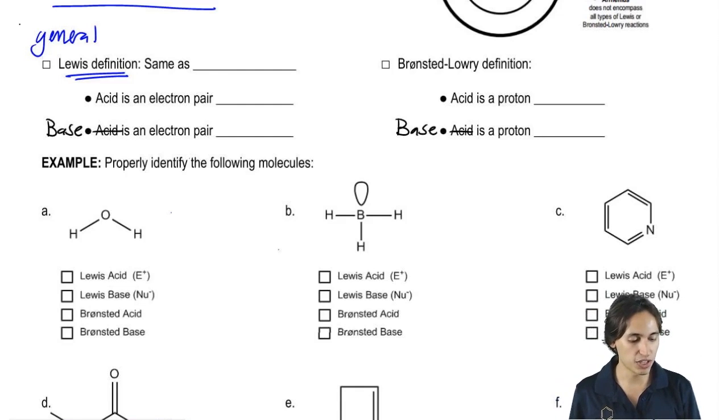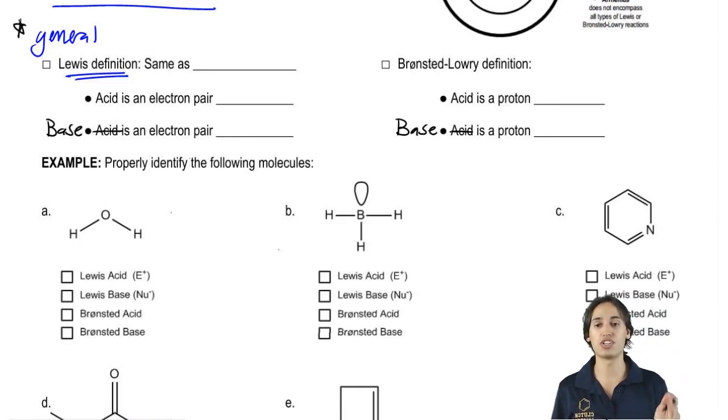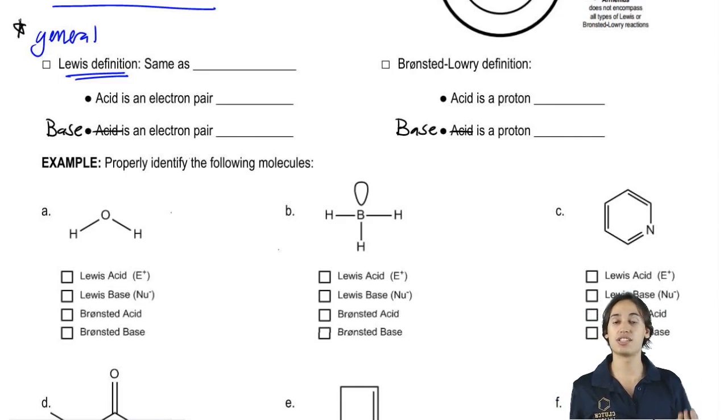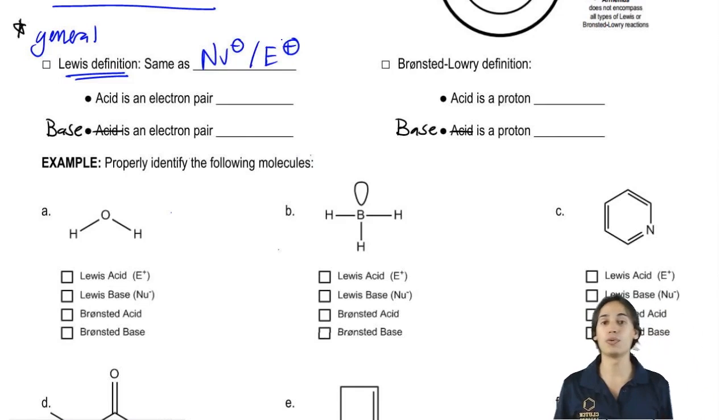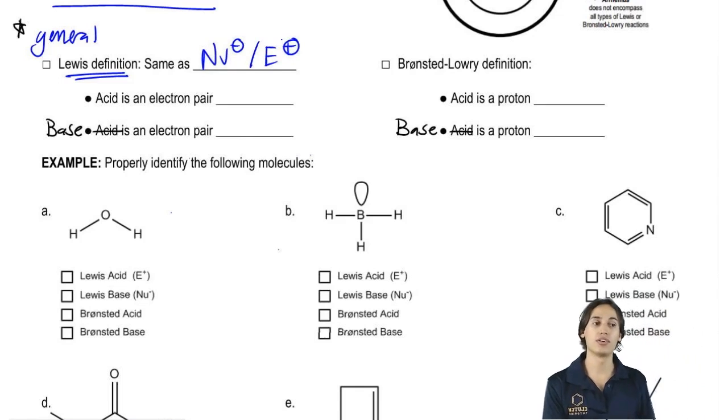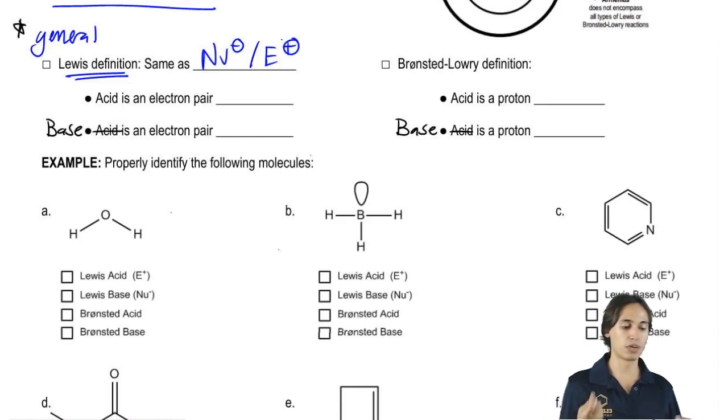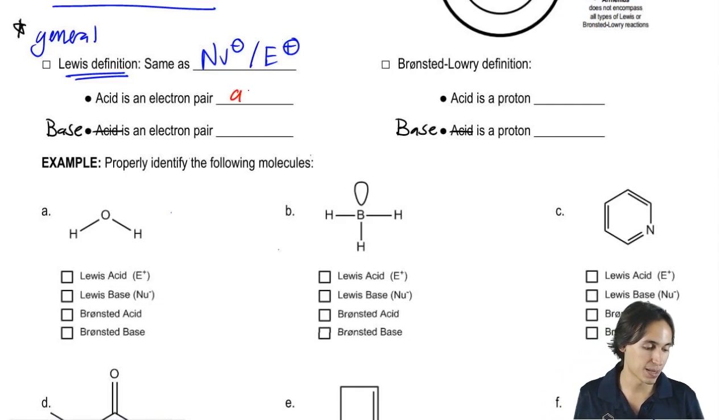So the most general definition of acids and bases is just going to be the same as what we already learned in nucleophiles and electrophiles. Okay? So basically what that means is, remember that I said nucleophiles have extra electrons, it's a negative, and electrophiles are missing electrons. So it's the same exact thing. What we're going to say is that an acid is going to be an electron pair acceptor.